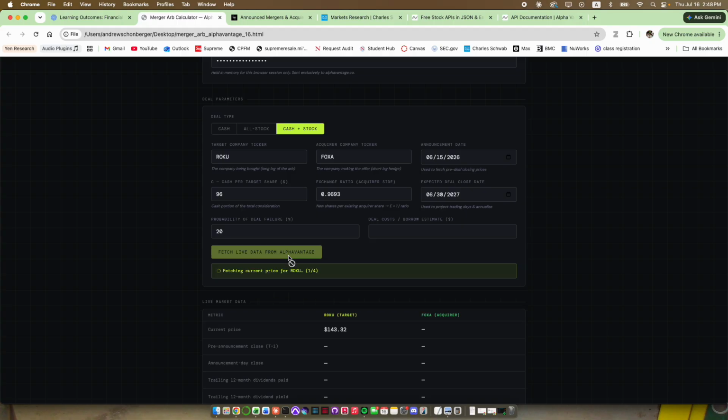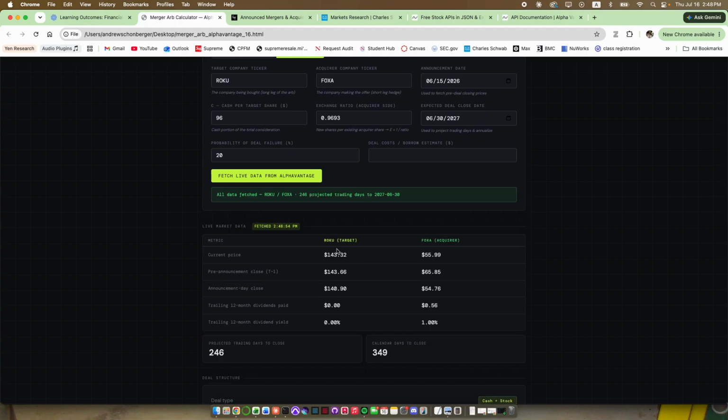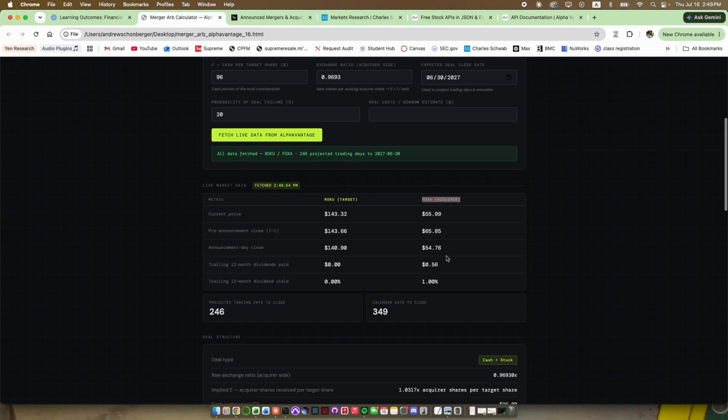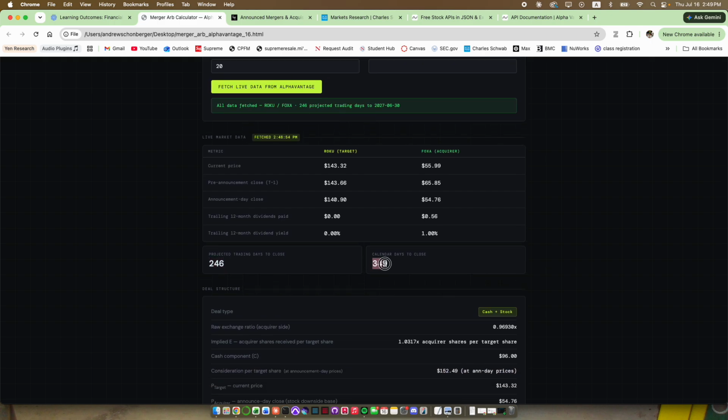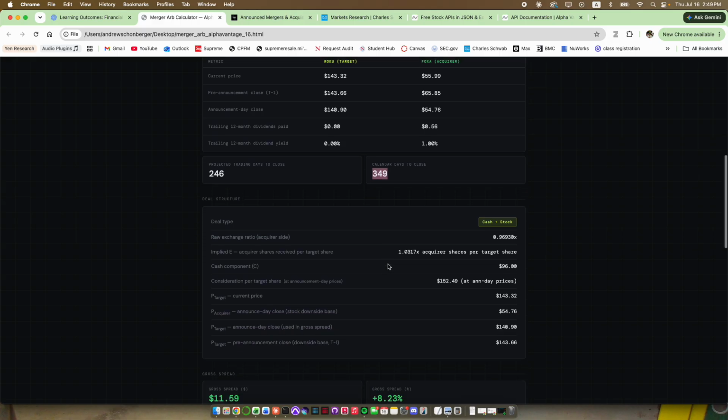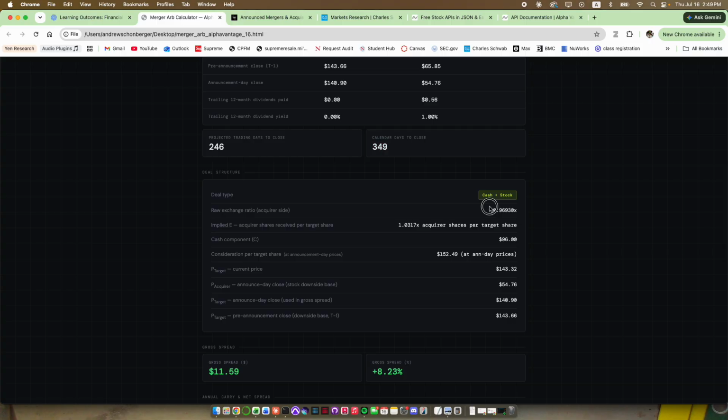And then once you fetch the data, it'll go through AlphaVantage and it'll get the current price for each of the stocks. So you can see Roku is the target, Fox A is the acquirer, and then how many trading days there are until close. So this is almost 1 year until closure. And then this is the number that you're going to be using to figure out your expected return for doing this arbitrage. So you can see it just summarizes the information again, and you can see we're doing a cash plus stock deal.